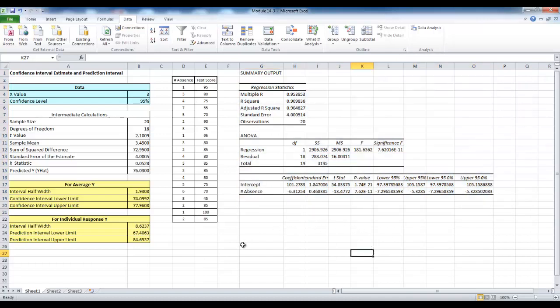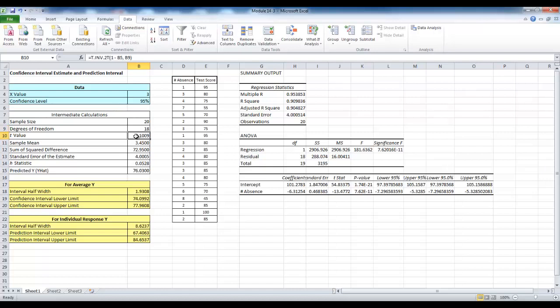So we're going to start entering our data here for the confidence interval estimate. Our x value is 3. If somebody asks what is the 95% confidence interval for 3 absences? So 3 absences, 95% confidence. Our sample size is 20. Degrees of freedom for this test is n minus 2, sample size minus 2. That doesn't change, so it is n minus 2.